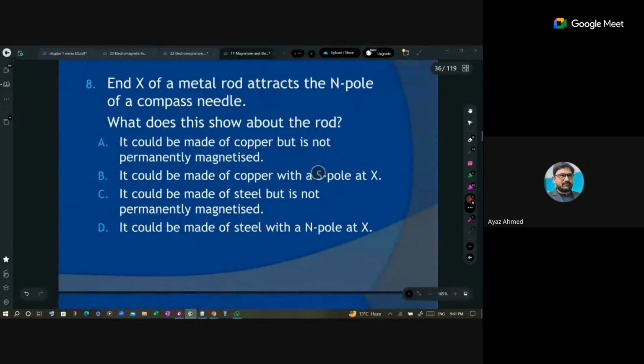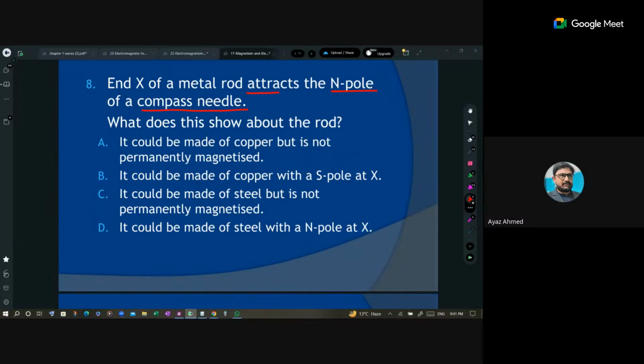The end X of a metal rod attracts the north pole of a compass needle. Oh yes, this is a good question. What does this show about the rod? It could be made of copper, but not permanently magnetized. It could be made of copper, with a south pole at X. It could be made of steel, but it is not permanently magnetized. It could be made of steel with a north pole at X.